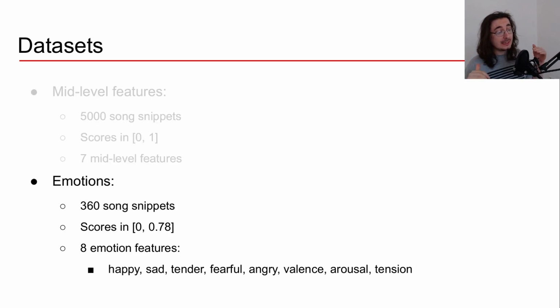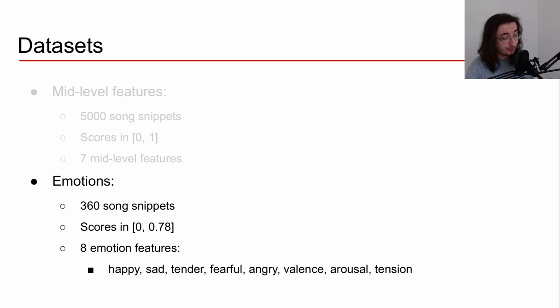Now, for the emotions dataset, they had 360 song snippets. And again, here the scores were between 0 and I believe 7.8 or something like that. And once again, they scaled that down, so they had it between 0 and 0.78. Now, the emotional features that they have in this dataset are 8.